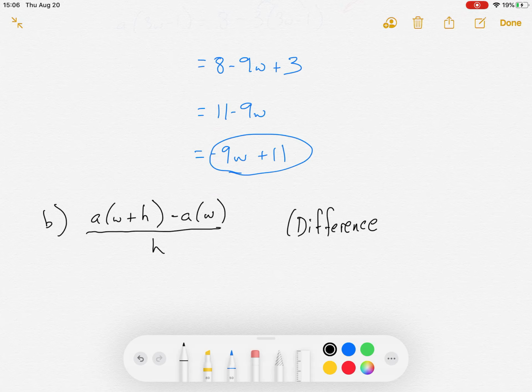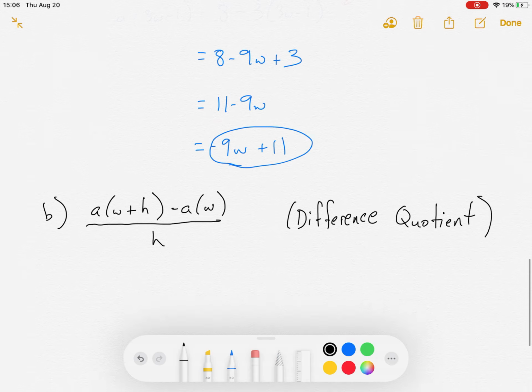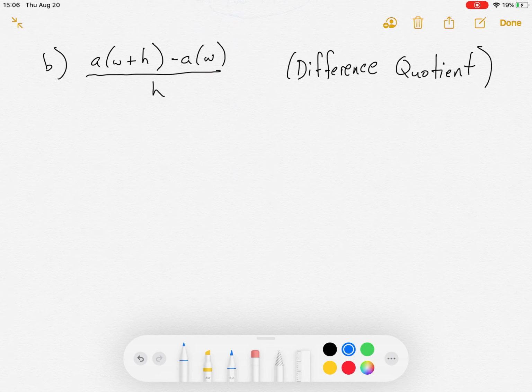And if you ask any calculus student about the difference quotient, they'll probably say, oh yeah, I know about that. This shows up in calculus a lot. It's kind of the whole point of calculus is to do stuff with this. So you're going to get some practice now so that when you get to calculus, you can actually do more with it. Okay, so here's what you're going to do. First of all, let's figure out what a of w plus h is. So this was 8 minus 3 times w plus h. Let's go ahead and kind of simplify this.